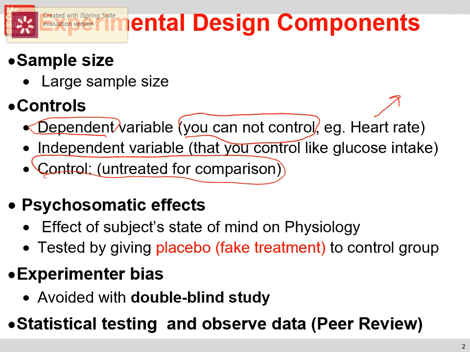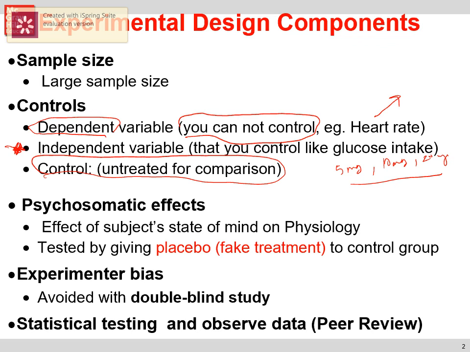And then you have independent variable. Independent variable is something that you can control. So you give a patient 5 milligram of glucose, another patient 10 milligram of glucose, another patient 20 milligram of glucose. So this is something you can control. So glucose becomes your independent variable because you can control the amount of glucose.